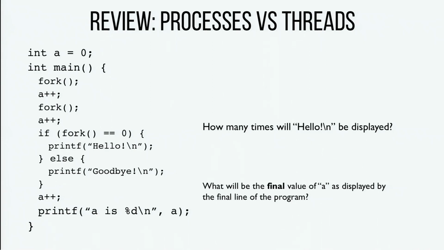OK, and then we have a parent and a child. They call fork again. That's the second fork. They increment A again. Then they all call fork again.